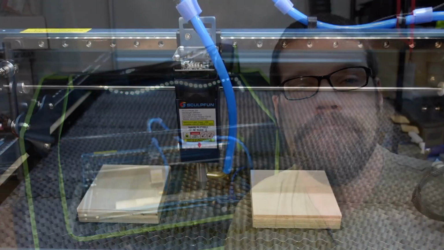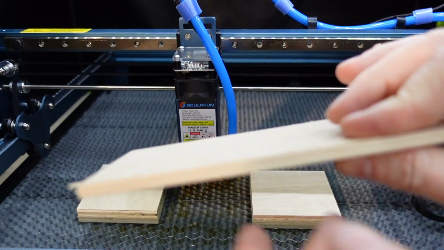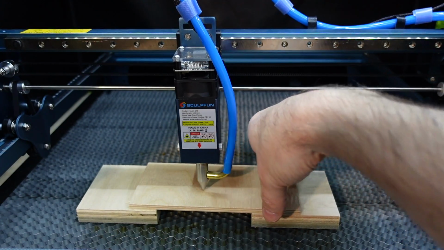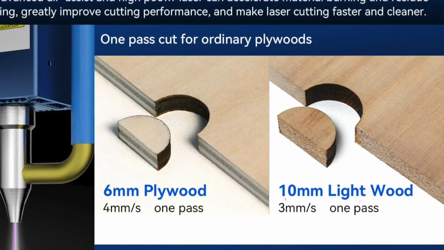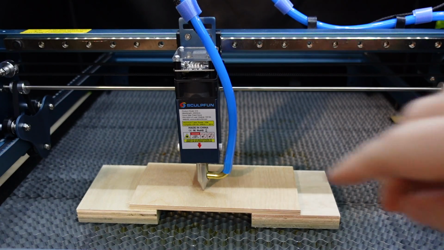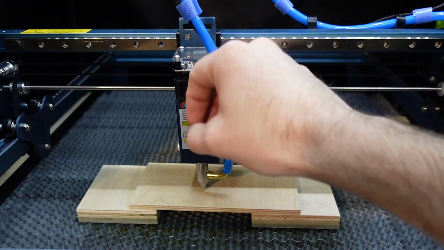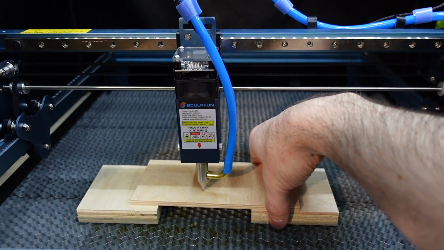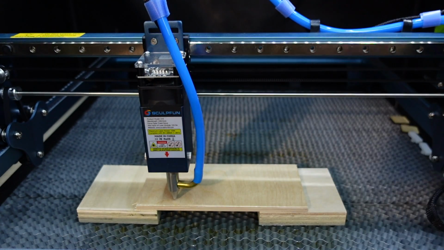All right, so I've got some quarter inch. This is quarter inch Baltic birch, and we are going to try to cut this. Now, Sculpfun says that quarter inch plywood should be done at 4 millimeters a second, one pass. I've also lowered this down about an eighth inch, so half the distance, to try to get the focal point right in the center of that wood. So we are going to see if we can get a circle to drop.